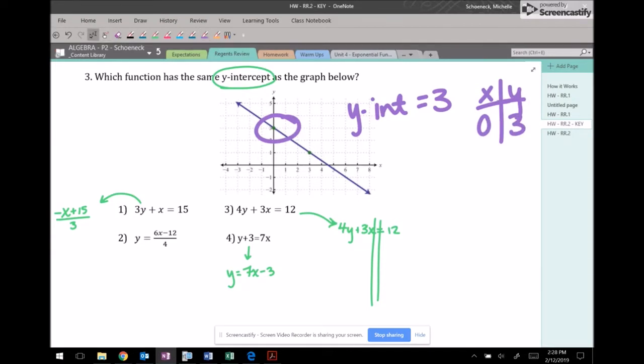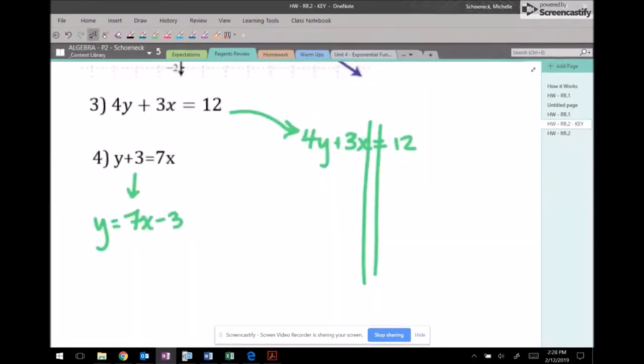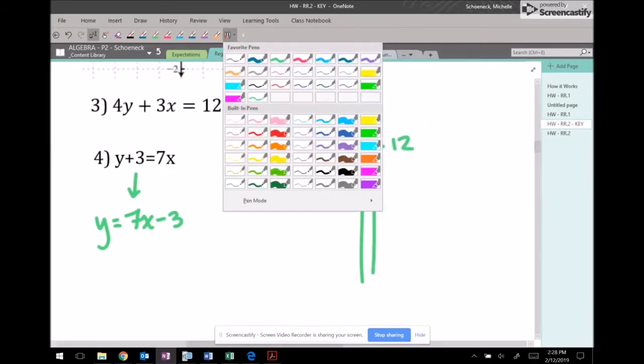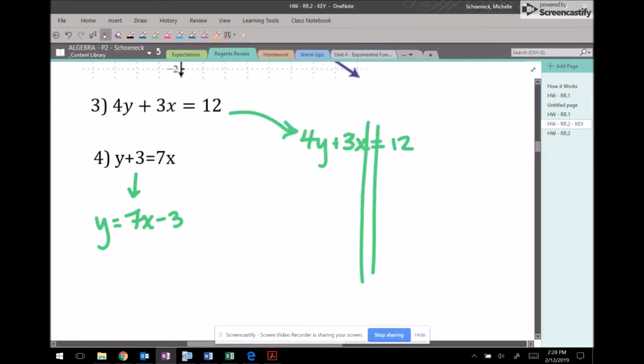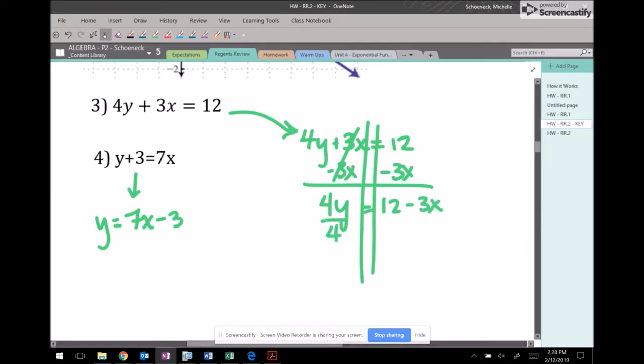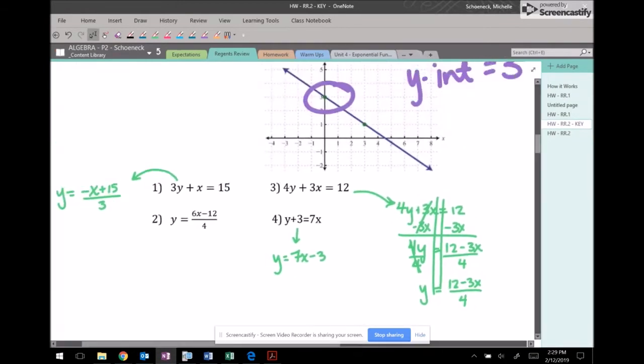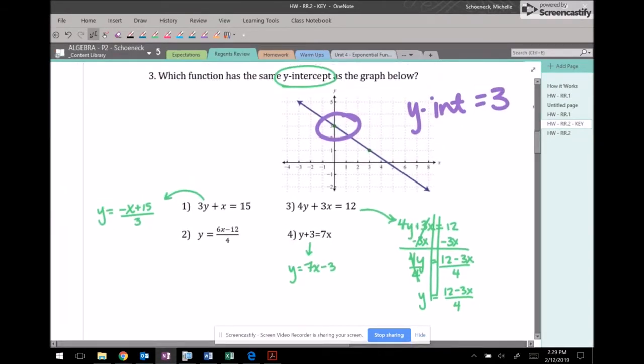All right. And just a reminder of how to solve for y, because we have to solve for y for these. Okay, I'm going to zoom in on number 3. We first bring over the x values, or everything that's not y. Okay, 4y equals 12 minus 3x, divided by 4, divided by 4. And we get y equals this big fraction, because 4 does not go evenly into both of those. Okay, now we're going to type all 3 of these in, and we're going to find which one of these gives me a y-intercept of 3.